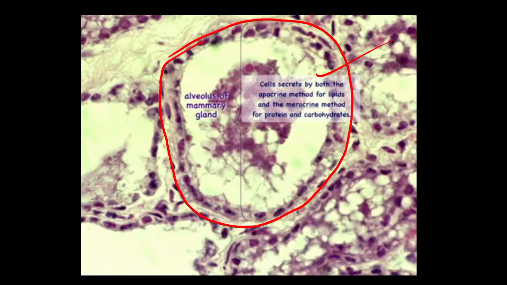So if you know that the milk is coming from the mammary gland through the alveoli, in the milk the protein and carbohydrate are coming with the help of merocrine secretion, while the lipid in the milk is coming by the apocrine method.